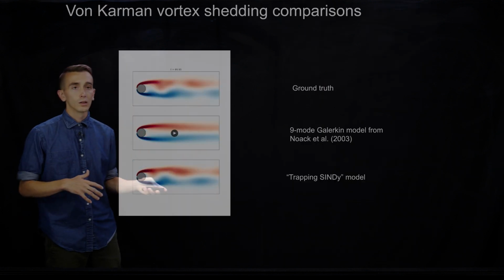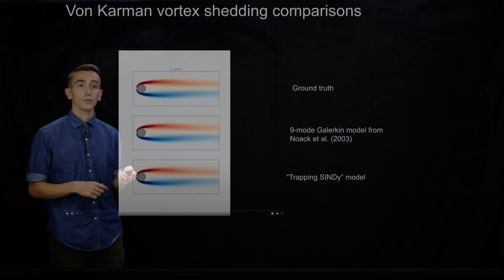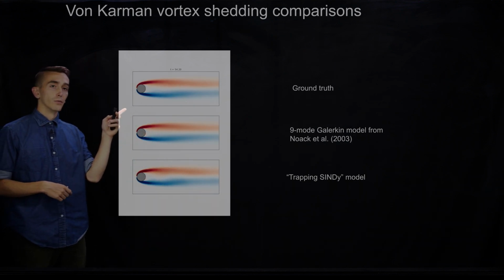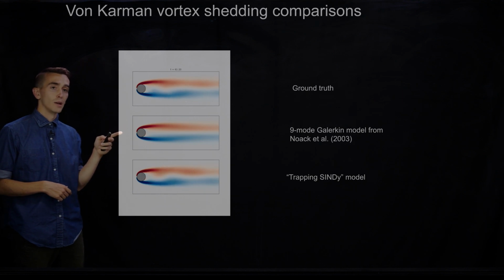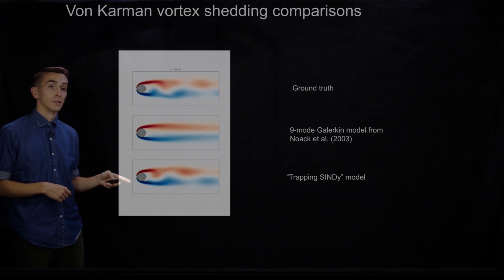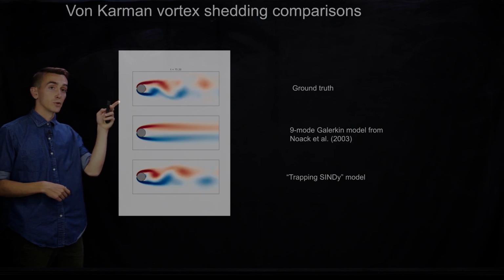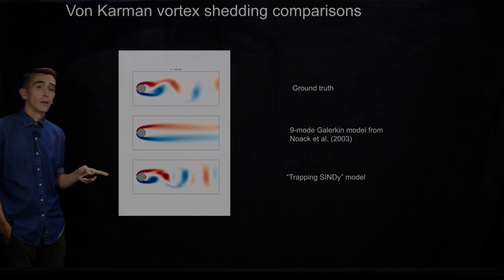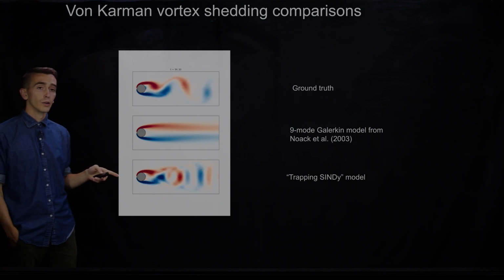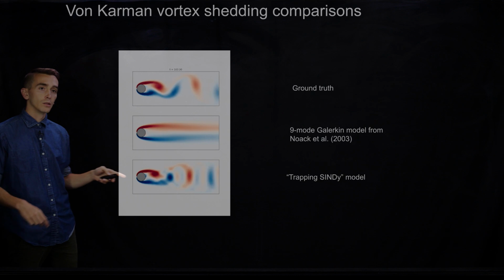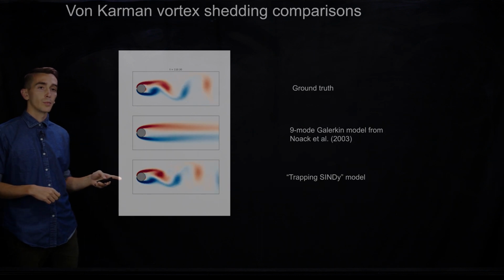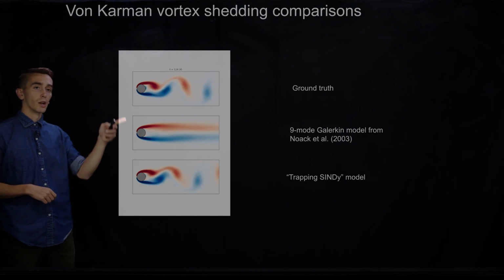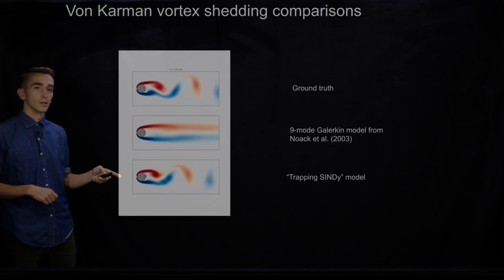We can also then go back and actually look directly at the vortex shedding. The top one here is the vortex shedding ground truth. This is the 9-mode Galerkin model, and this is our trapping SINDy model. And you can see it's already capturing the transient timing quite well. It's going to have a little trouble during the overshoot of the transient, so it's screwing up downstream a bit, but it's going to recover, and then you can see now it's nicely vortex shedding, just as it should.